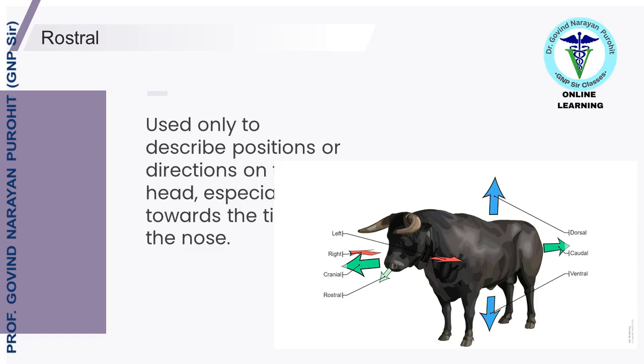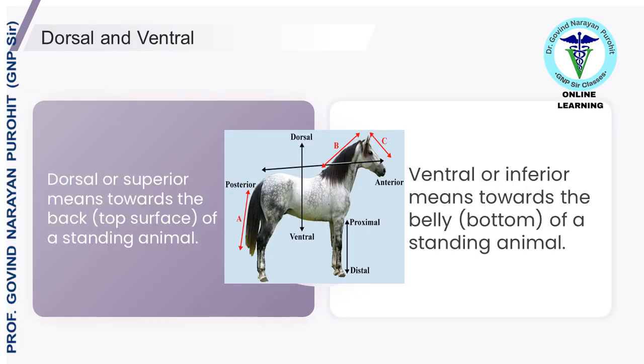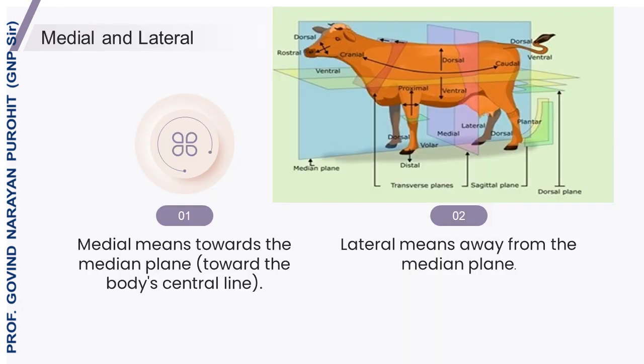Rostral is a special term used only to describe positions or directions on the head, especially towards the tip of the nose. Dorsal and ventral refer to up and down directions with the animal in a standing position. Dorsal or superior means towards the back, top surface, of a standing animal, and ventral or inferior means towards the belly, bottom, of a standing animal. Medial and lateral refer to positions relative to the median plane. Medial means towards the median plane, toward the body's central line, and lateral means away from the median plane.